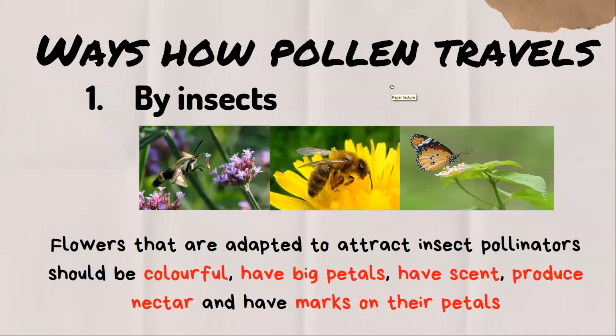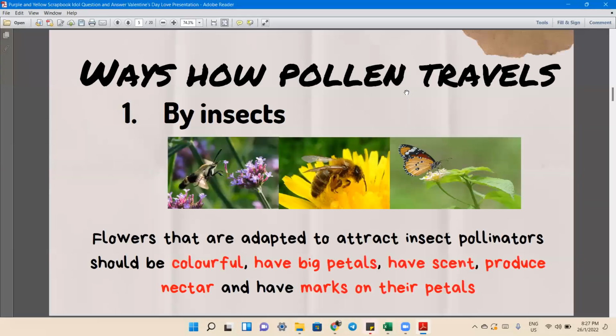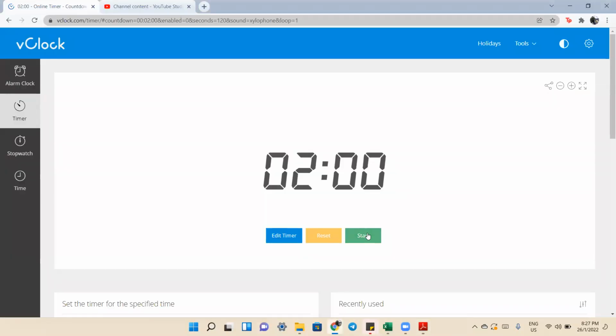Okay, you know what I'm going to do? I'm going to go back to the previous slide. I want you to tell me 5 ways how flowers are adapted to attract insect pollinators. Let me put a 2-minute timer. I'll start now. Tell me now, what are the 5 ways how flowers are adapted to attract insect pollinators? Go.